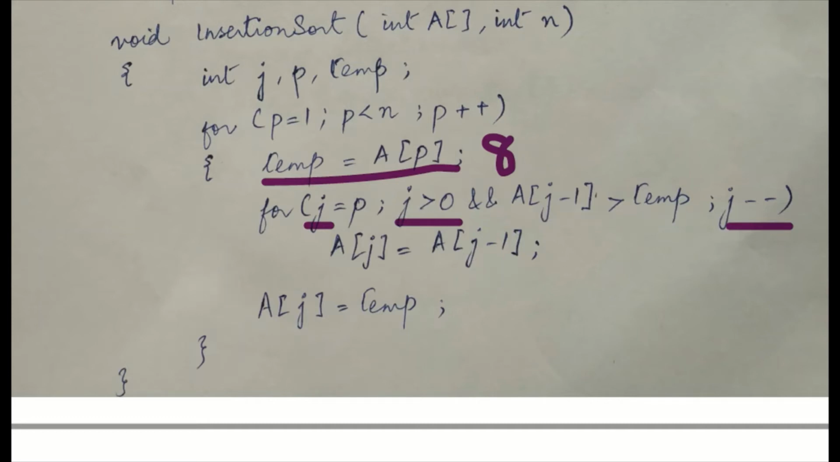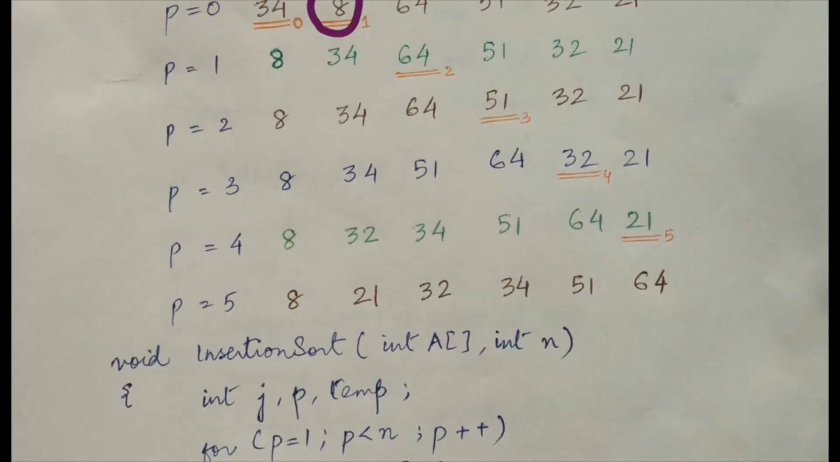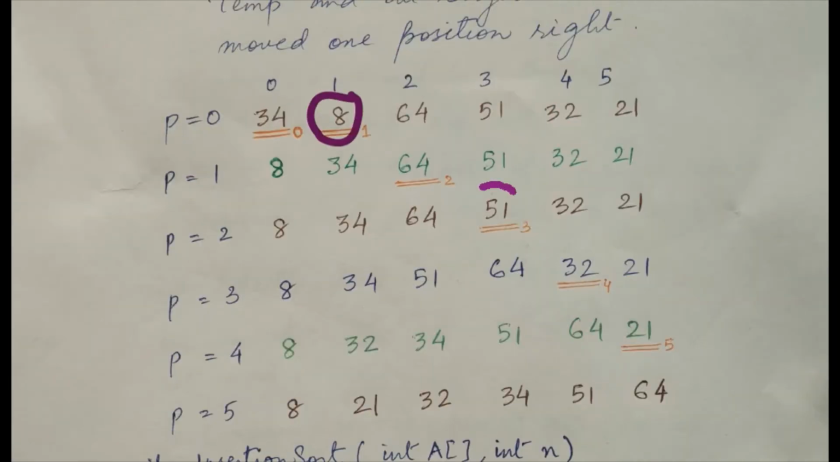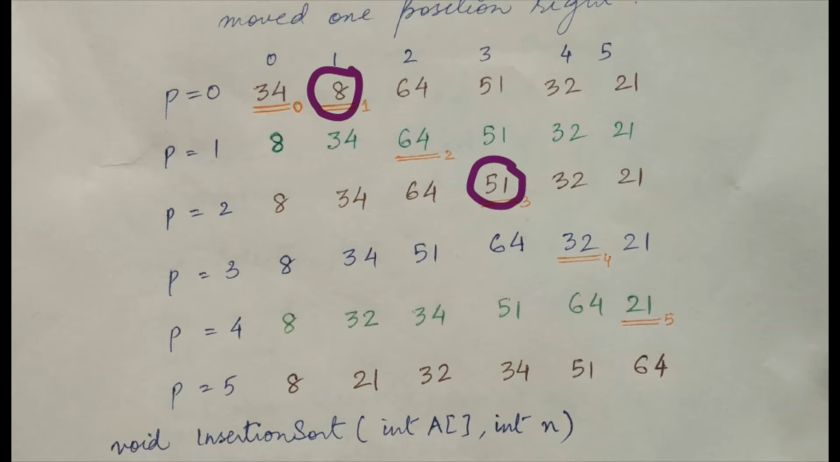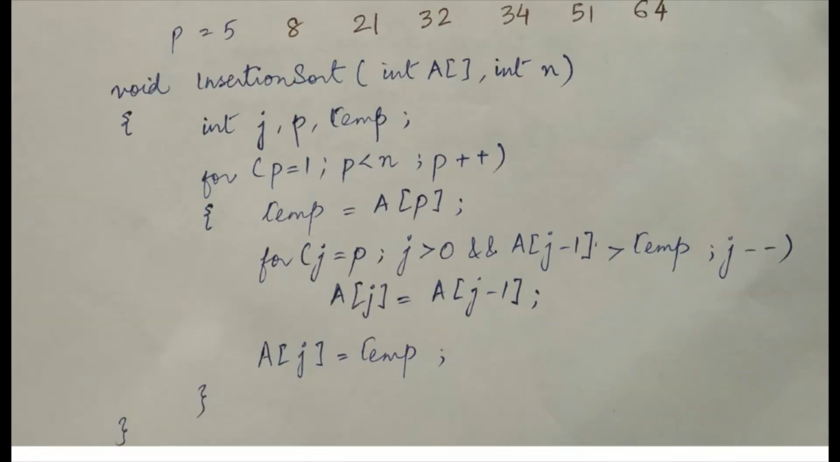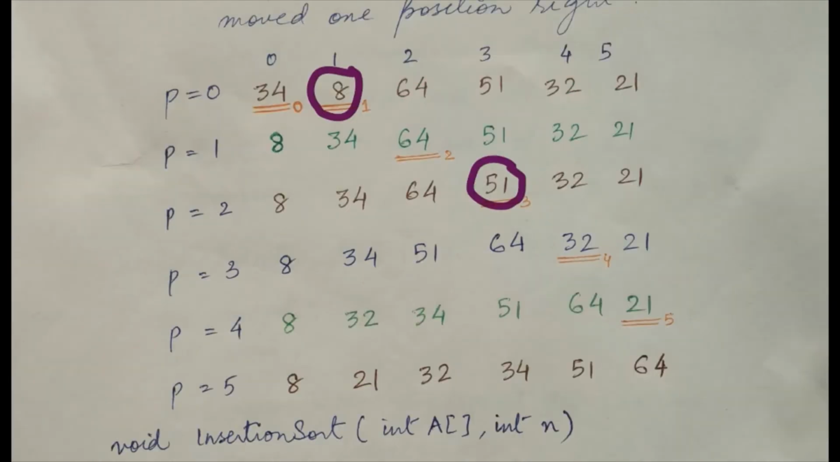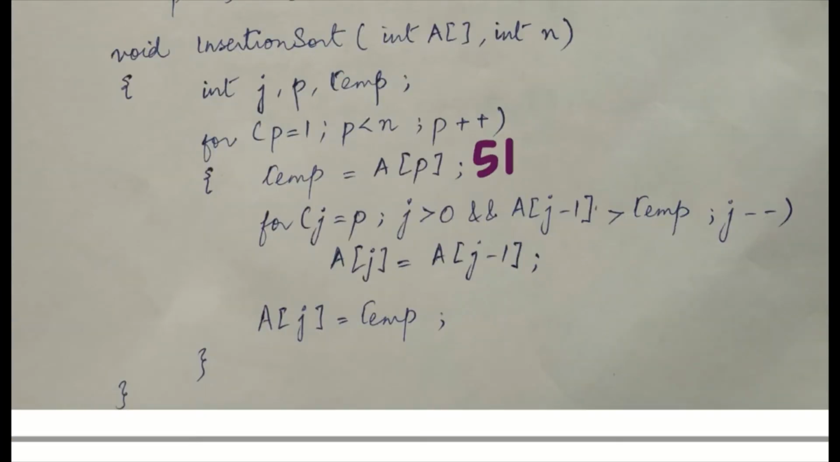Let's run it for some other element, let's take 51. So p is equal to 3. I've written the pass numbers here as 0, 1 and 2, but passes start with 1, 2 and 3. When you take 51, put it in temp. Is 51 less than 8? No. Is 51 less than 34? No. Is 51 less than 64? Yes.